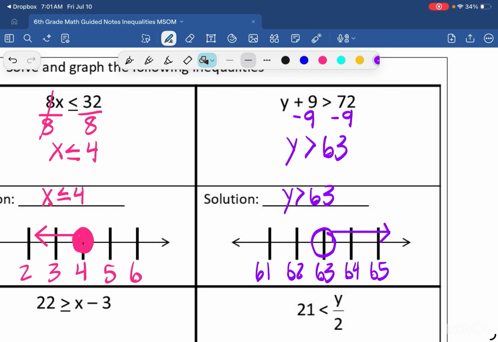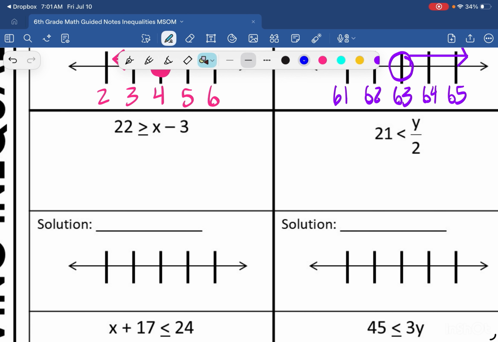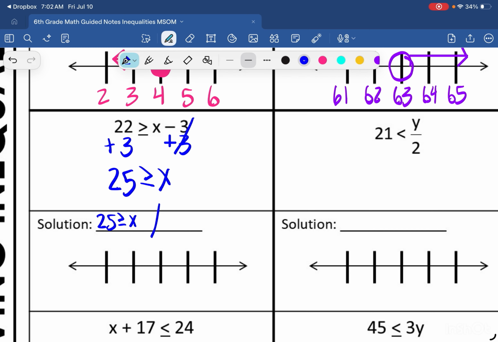22 is greater than or equal to x minus 3. So we're going to add 3 to each side. This will cancel right there. So now it says 25, because 22 plus 3 is 25. 25 is greater than or equal to x. So our solution is 25 is greater than or equal to x. Or you could also write that as x is less than or equal to 25. That is the same thing.